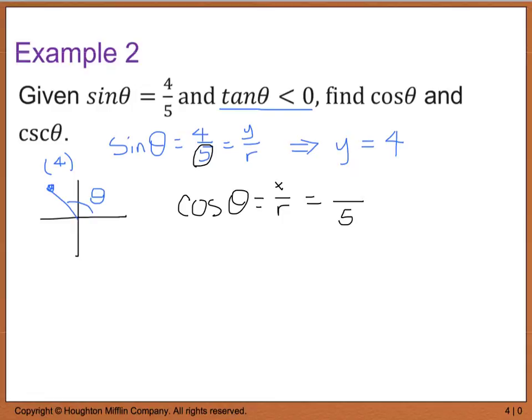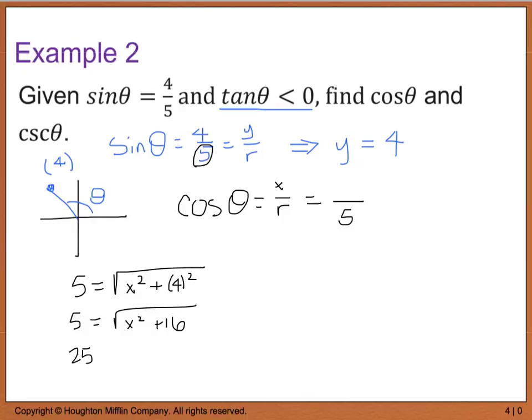solve for x. So because I have 5 equals the square root of x squared plus my y value, which is 4 squared, this gives me 5 equals the square root of x squared plus 16. I'm going to square both sides to give me 25 equals x squared plus 16. Now x squared is going to equal 9, which tells me that x equals 3. So cosine theta then equals 3/5.